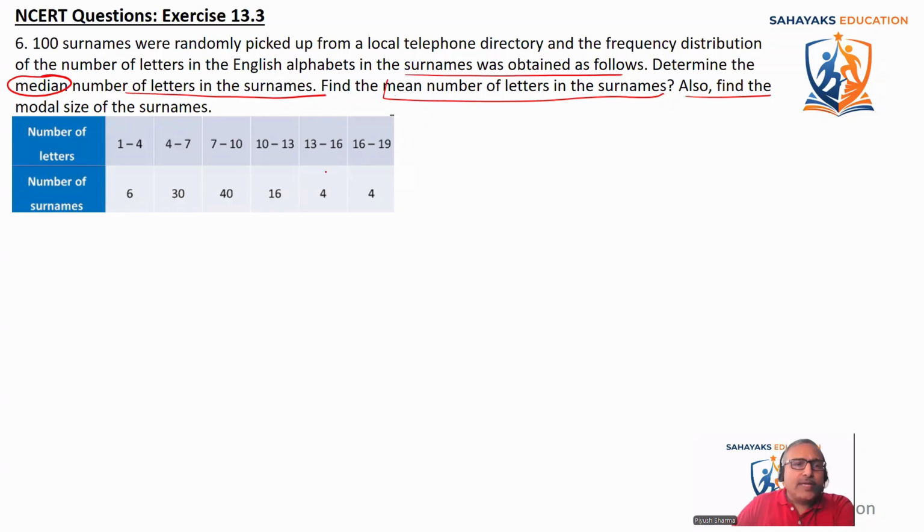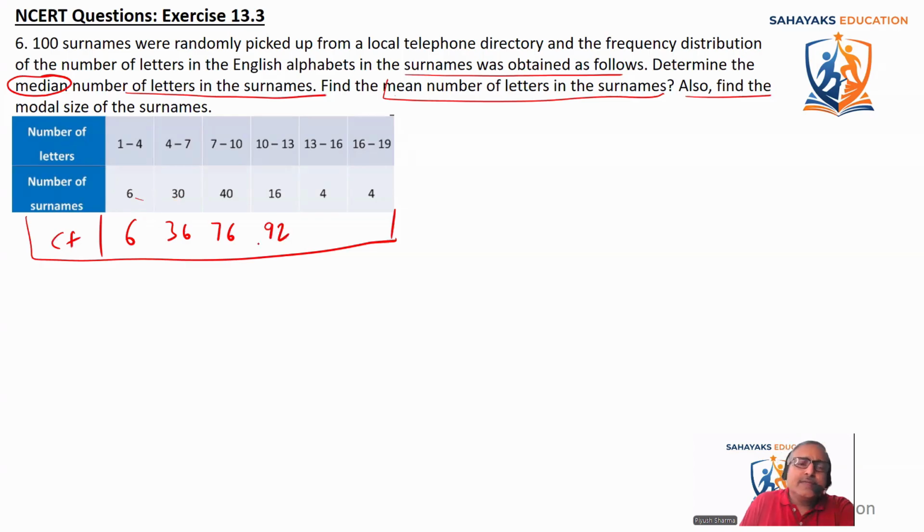Now let's find out which is the median class. For the median class, we'll find the cumulative frequency. The cumulative frequency is: 6, then 6 plus 30 becomes 36, 36 plus 40 becomes 76, 76 plus 6 is 82, 82 plus 10 is 92, 92 plus 4 is 96, and then 100. So this is the cumulative frequency.